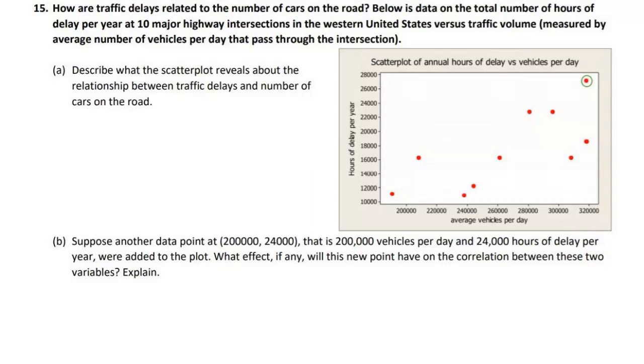Right, number 15: how are traffic delays related to the number of cars on the road? Below is data on the total number of hours of delay per year at 10 major highway intersections in the western United States versus traffic volume, measured by average number of vehicles per day that pass through the intersection. Describe what the scatter plot reveals about the relationship between traffic delays and number of cars on the road.